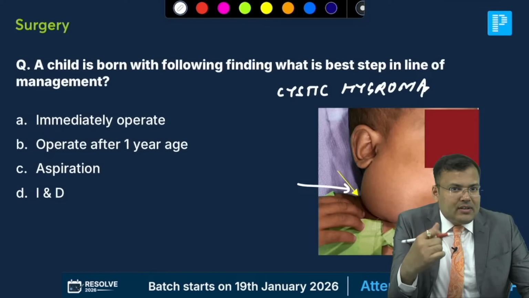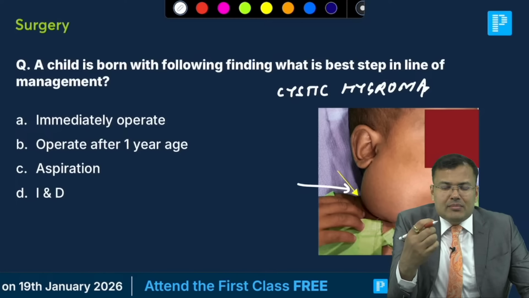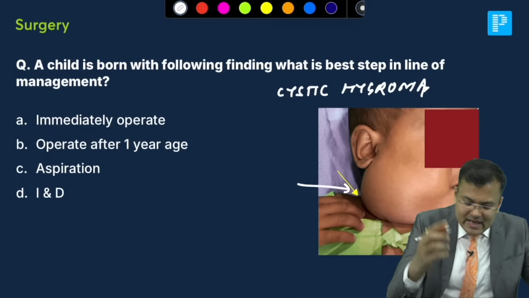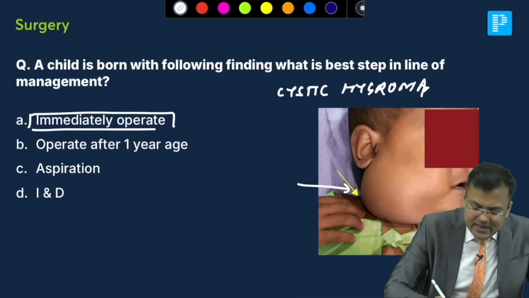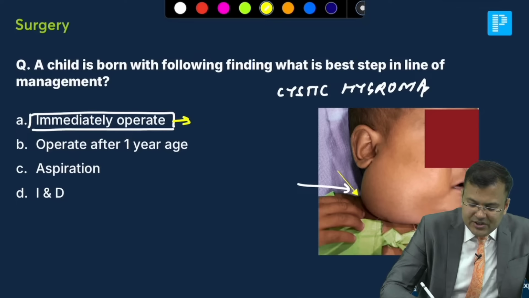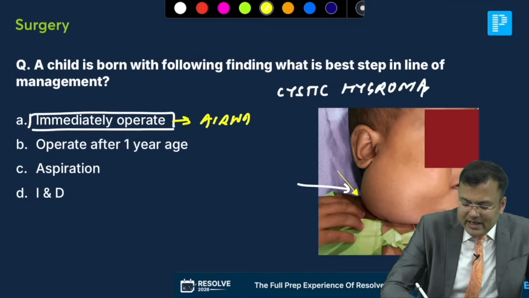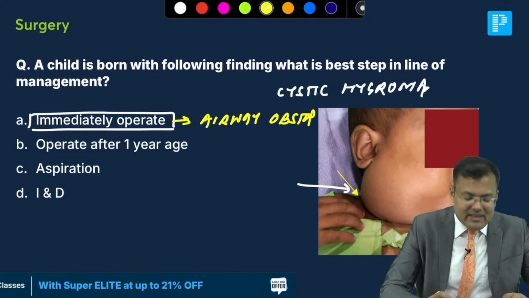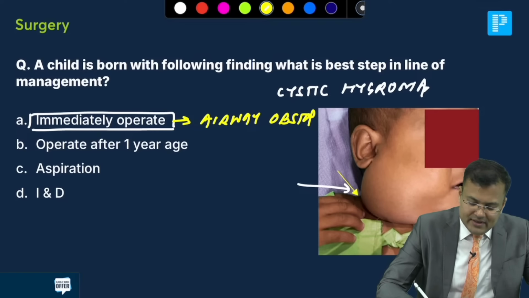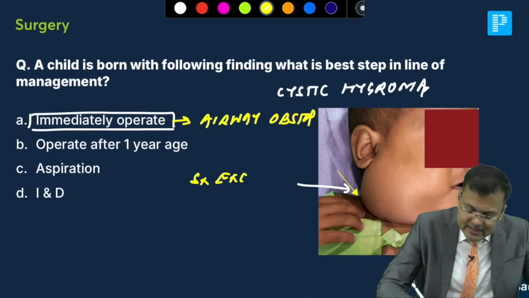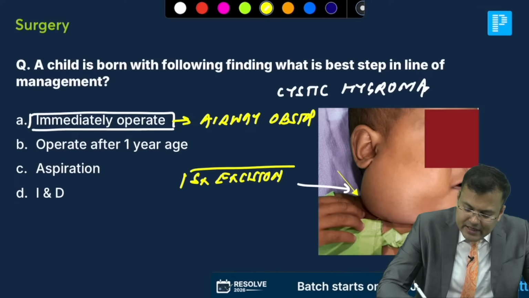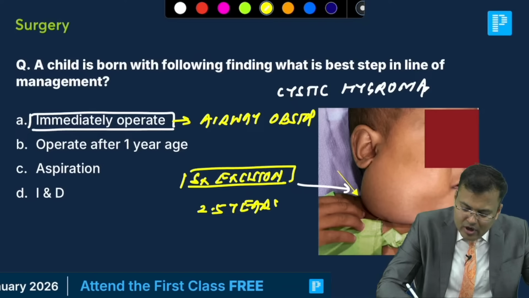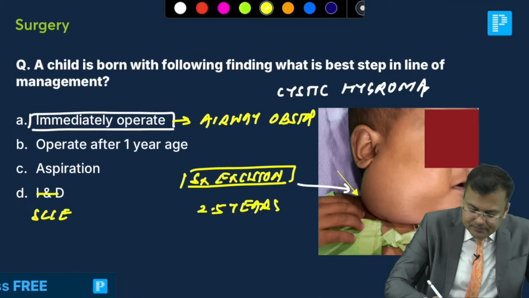Suppose at birth the child is having signs and symptoms of airway obstruction. If it is causing airway obstruction, in that case immediate surgery. Immediate surgery if in the question it is mentioned that the child is having airway obstruction. But if airway obstruction is not mentioned, in that case the preferred age is 2 to 5 years. Obviously we have to go for surgical excision, and the preferred age in cystic hygroma is 2 to 5 years.